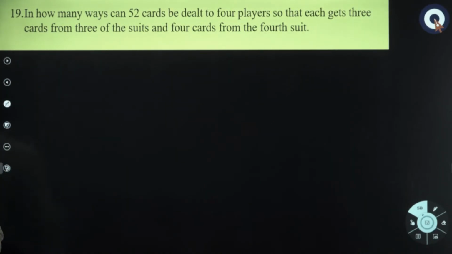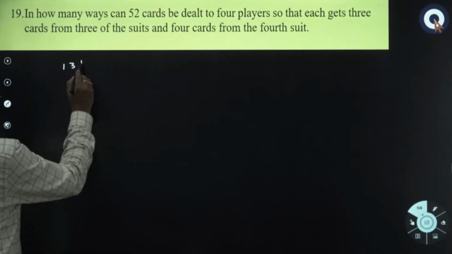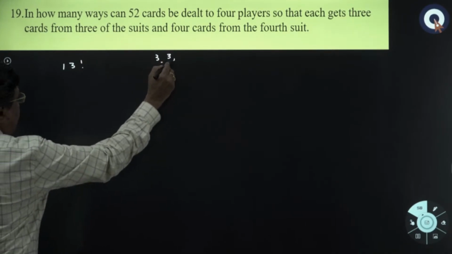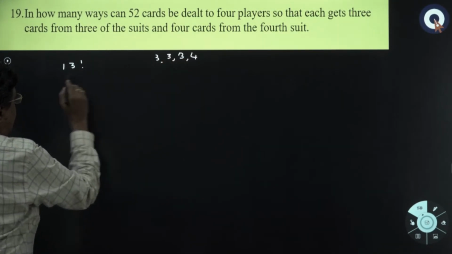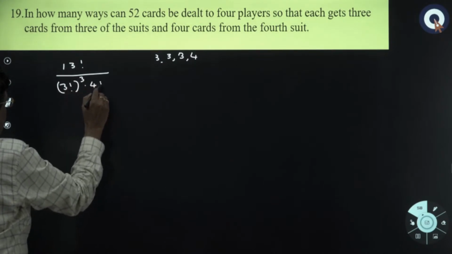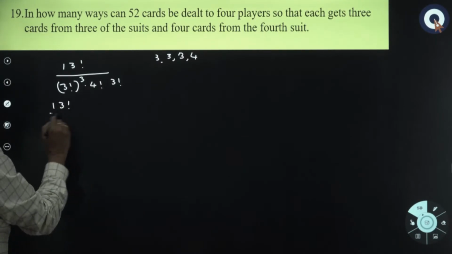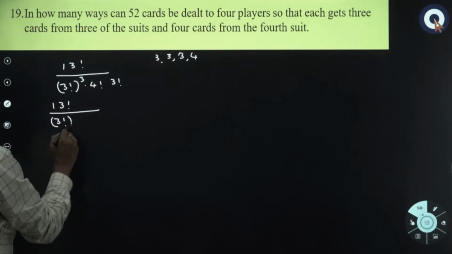The 13 cards of each suit can be divided into sets of 3, 3, 3, 4 in 13 factorial by 3 factorial whole cube into 4 factorial ways. Those 3 sets can be permuted among themselves in 3 factorial ways. So, this becomes 3 factorial, 13 factorial by 3 factorial to the power of 4 into 4 factorial.